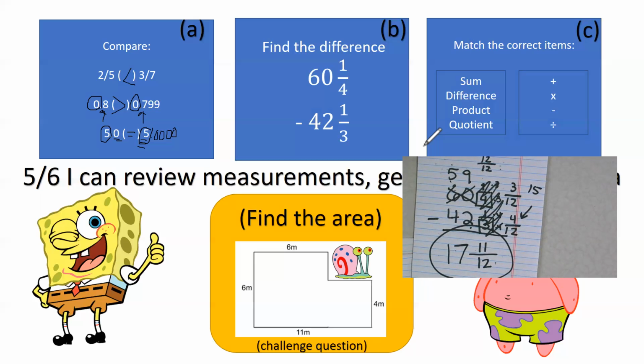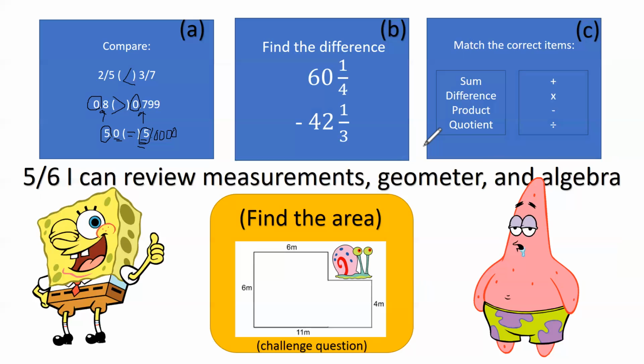Now what we are going to do is connect the names of the answer to the operation. Sum is the answer to an addition problem. Difference is the answer to a subtraction problem. Product is the answer to multiplication, and quotient is the answer to a division problem.